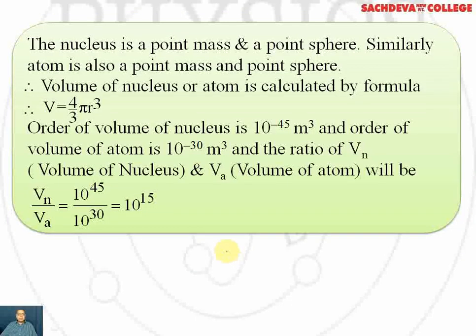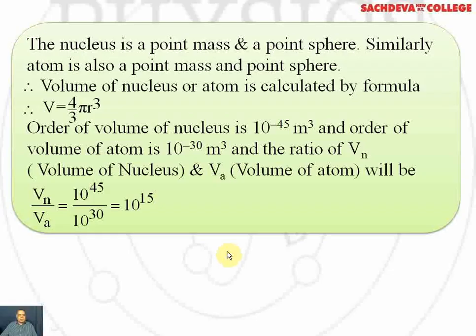Now, the nucleus is treated as a point mass and a point sphere. Similarly, the atom is also a point mass and a point sphere. So, if it is a sphere, the volume is given by 4/3 pi r cubed. The order of volume of the nucleus can be taken as 10 to the power minus 45 meter cubed and the order of volume of the atom is taken as 10 to the power minus 30 meter cubed. If we take the ratio of the volume of the nucleus and the volume of the atom, it becomes 10 to the power 15.